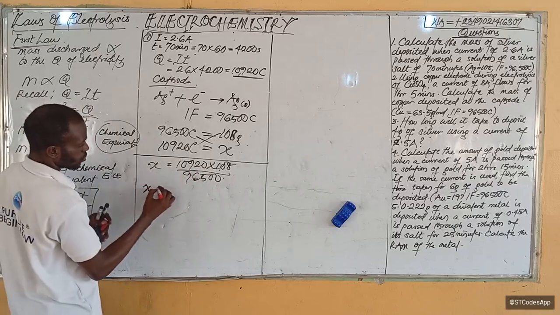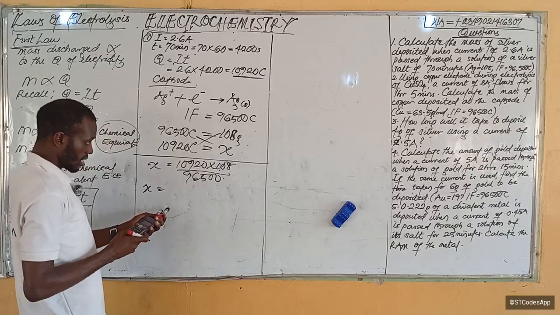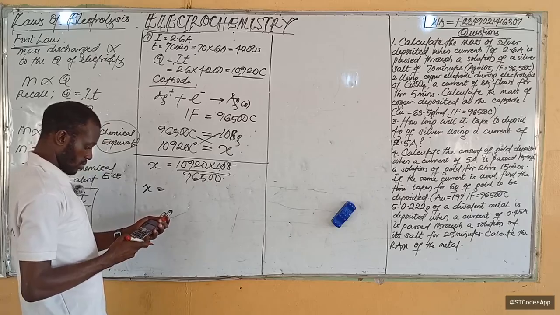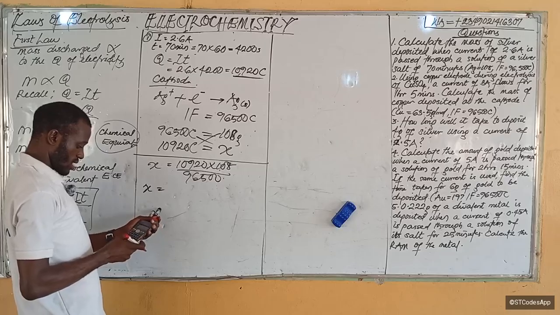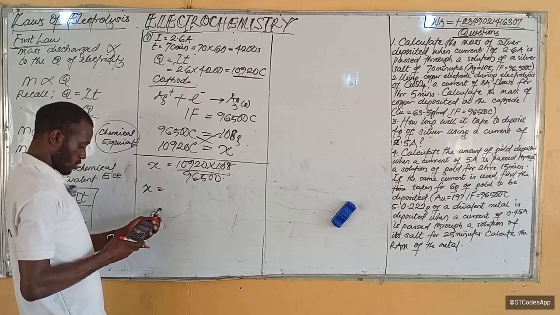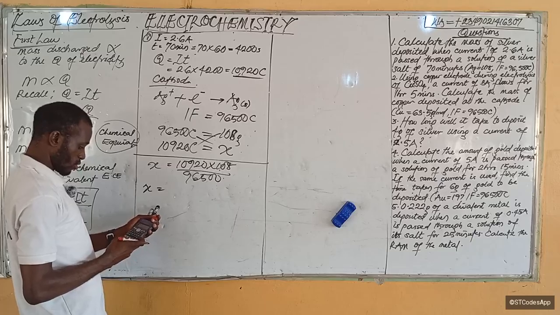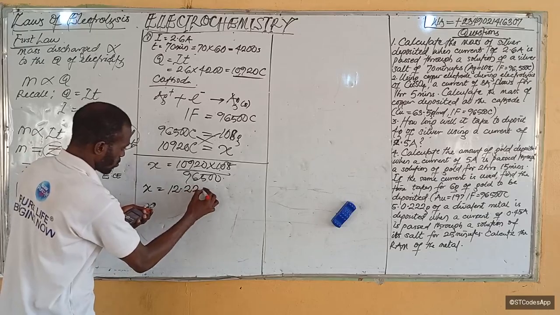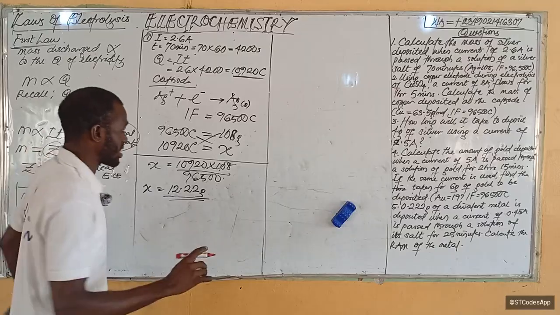You see? So it becomes this times 108. 10920 times 108 is equal to this divided by 96500, which is equal to 12.22 grams. So I'm doing it to 2 dp. So 12.22 grams, and that's the answer.